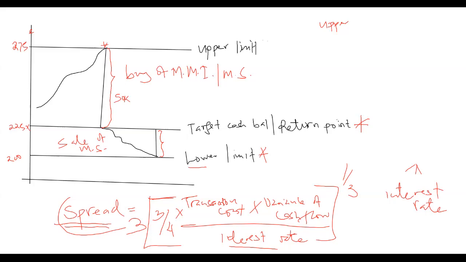If the cash balance is at 200, at this point for example, then of course we need to increase it. We need to boost the cash balance back to its target cash balance, in this case 225. How do you do that? You need to sell securities worth the difference, in this case 25,000, so they can boost the cash back to 225,000, the target cash balance. Clear?